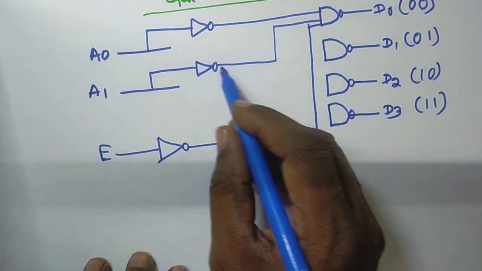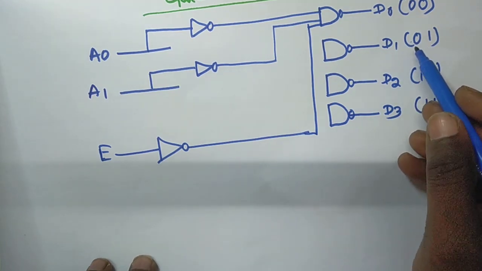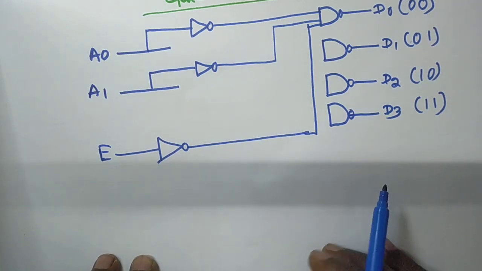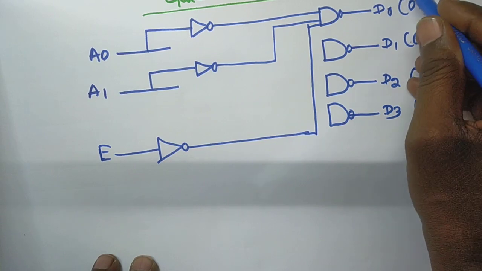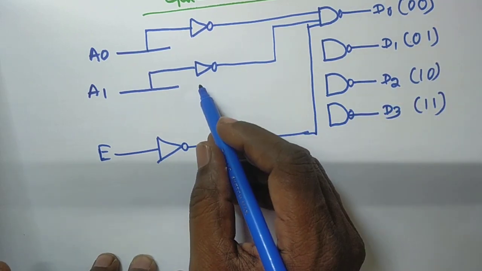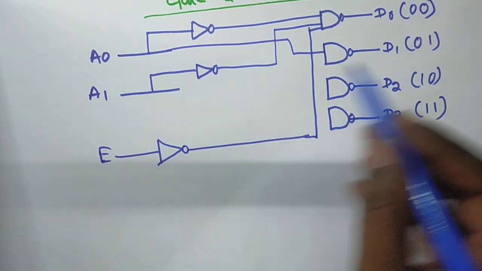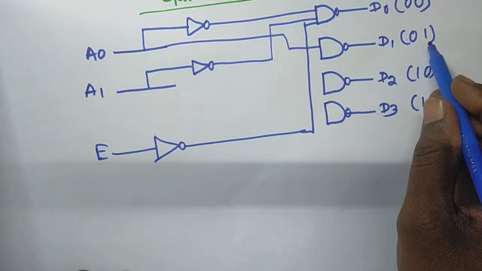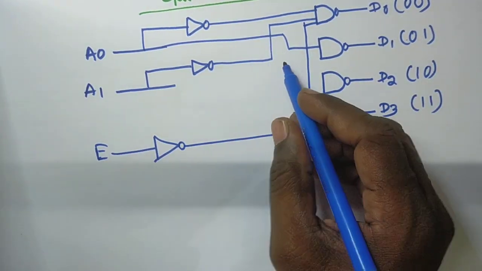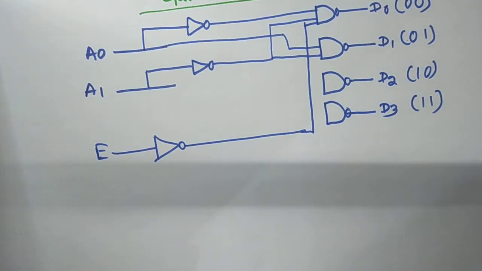Now we see 00. Next is 01. For 01, for example, A0 is 1. Here is A0, here is A1. Right hand side is A0, left hand side is A1. A0 is 1, so directly we come to here. A1 is 0, so it connects directly to here. In this way we can also connect.